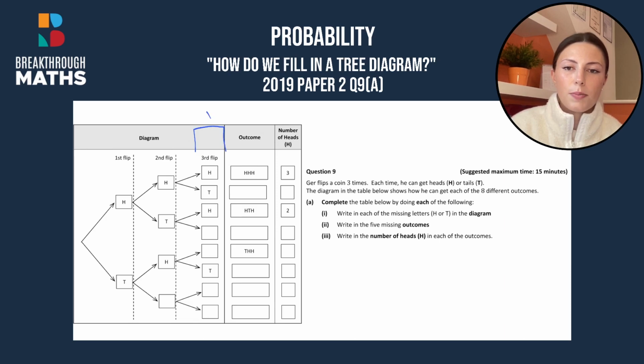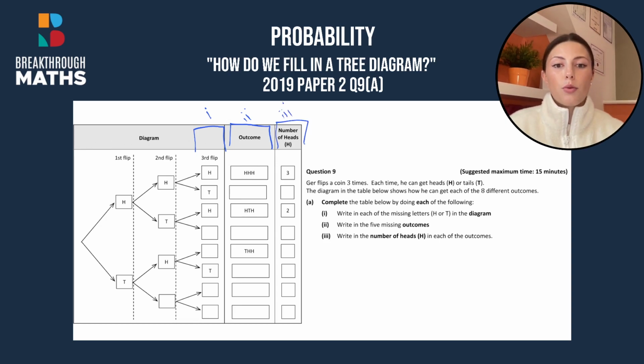So this is here, that's part 1. Then part 2 is write in the 5 missing outcomes. So this is here. And then part 3 is write in the number of heads in each of the outcomes. This is part 3 then. So we'll start off with part 1, writing in the missing letters heads or tails.